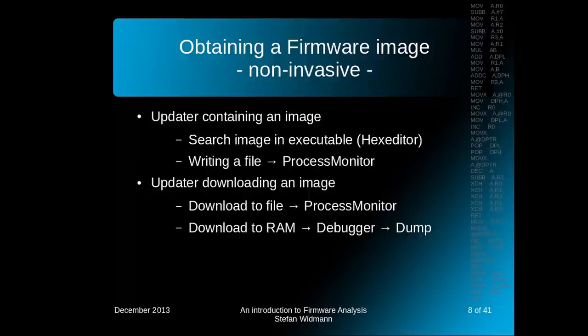If it is an updater just containing the firmware image, we can search for the image within the executable using your favorite hex editor. Maybe the updater is writing the data to a file, a temporary file in most cases, and deleting it after usage. You can use Process Monitor. It's like strace, but in the Windows world. You can take a look at what files are written to disk, and you can try to capture it before it's getting deleted.